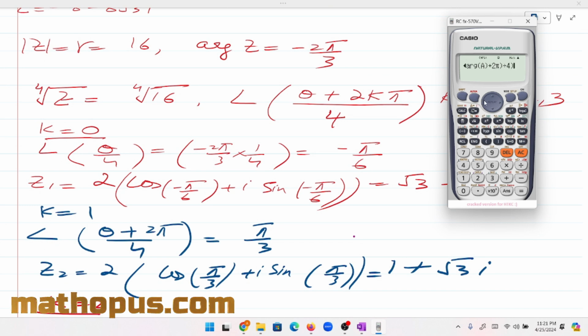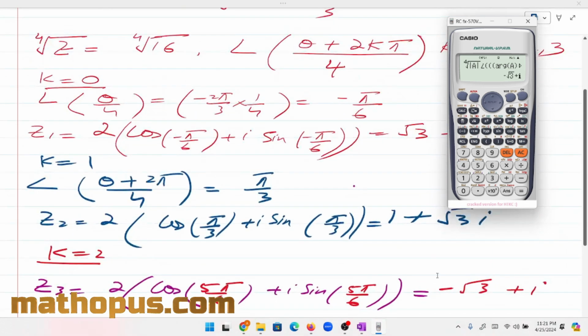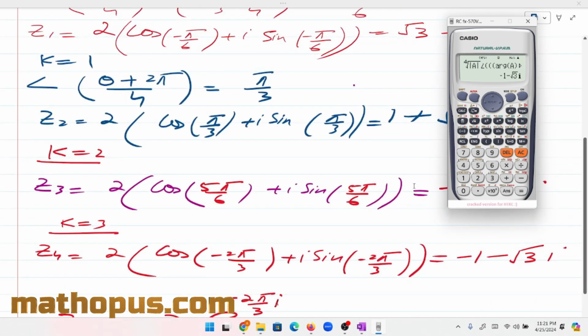Now after that we replace k with 2, so it would be 4 pi, so we will write 4 pi over here. So this is our third root, minus root 3 plus iota. And finally the last one, k equals 3, so it would be 6 pi, so it is minus 1. So we have all the 4 roots of the complex number.